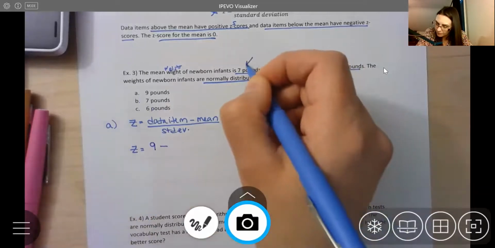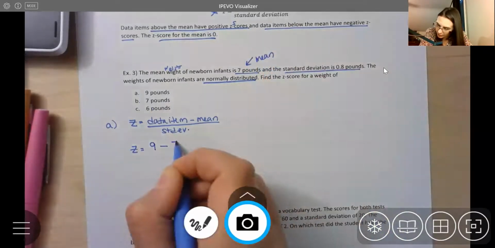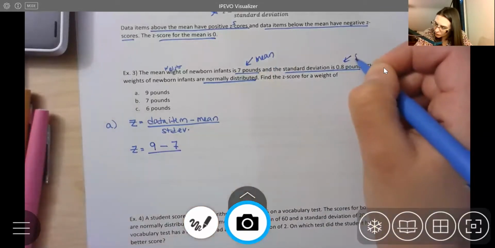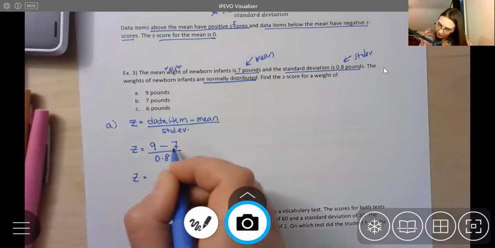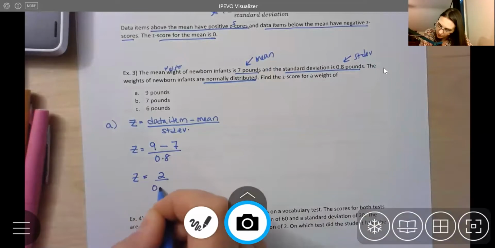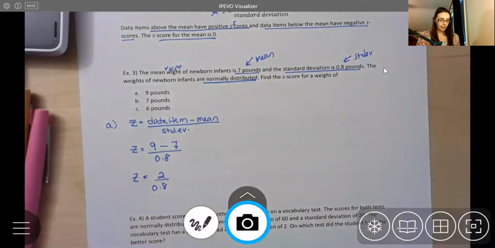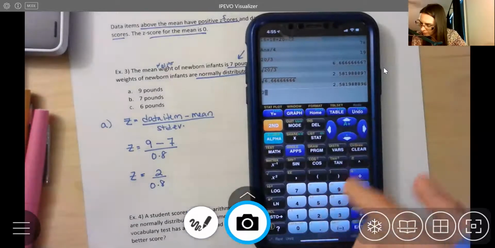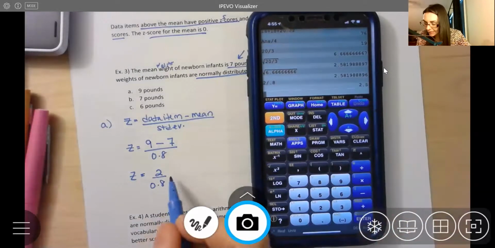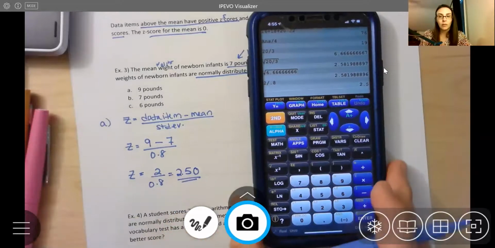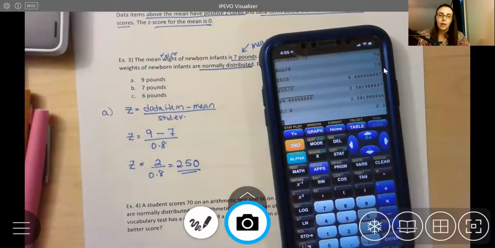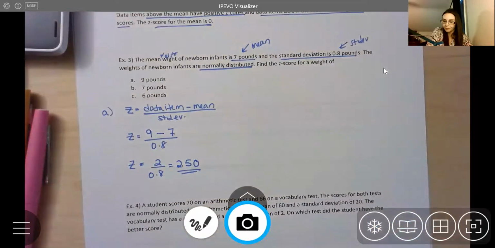My mean is 7, and my standard deviation is 0.8. So 9 minus 7 is 2, and then I go ahead and do 2 divided by 0.8. I get exactly 2.5 here, or 2.50. Now, oftentimes we do round z-scores to usually 2 decimal places, but again, refer to my MyMathLab questions for exactly how they want you to round. But 2 decimal places tends to be the most common.